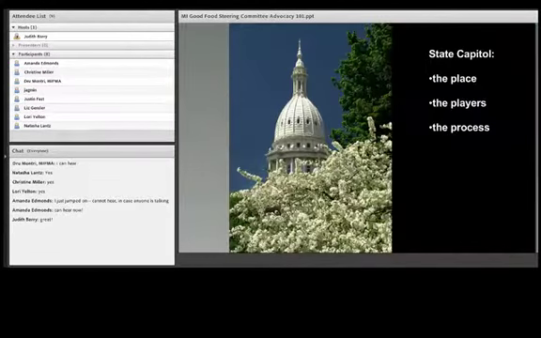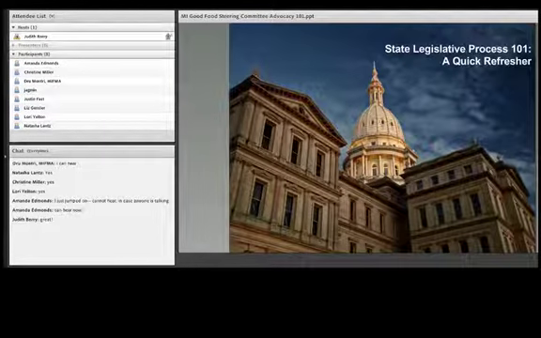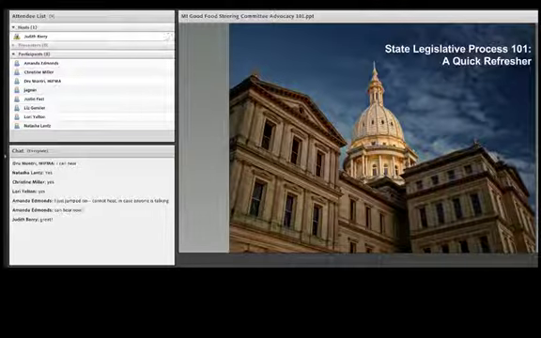Are there any questions? We're going to, I'm sorry, we're going to be, before we start going on to our legislative process 101, feel free to put questions in the chat pod, folks, as we go on, and I'll field those questions at the right opportunities.